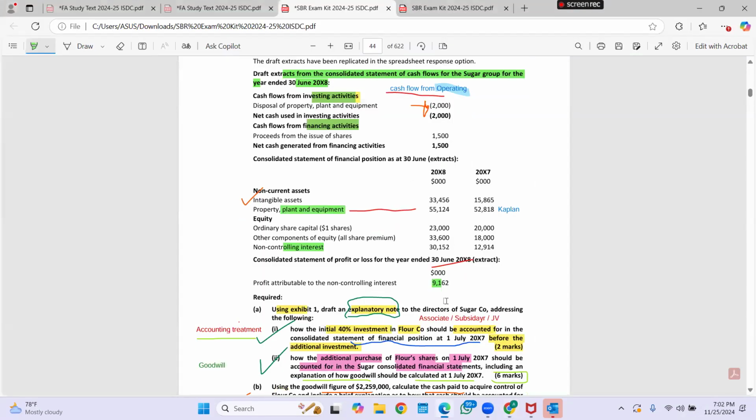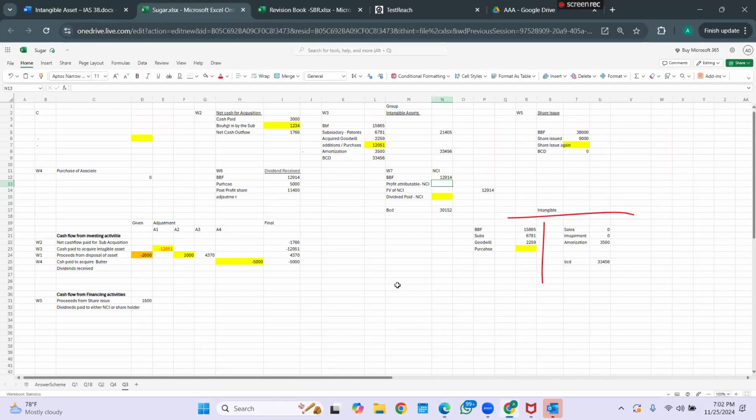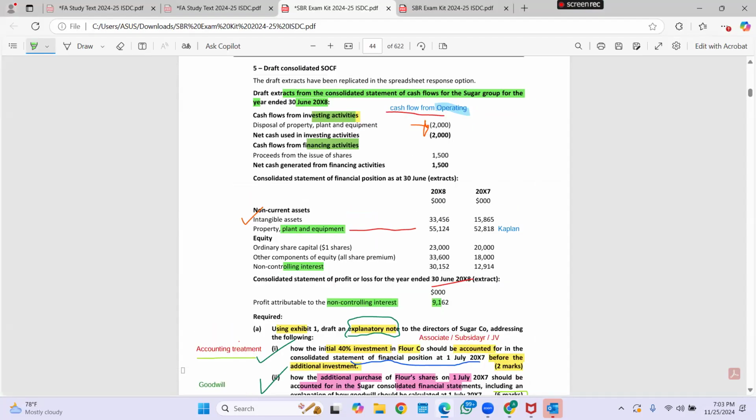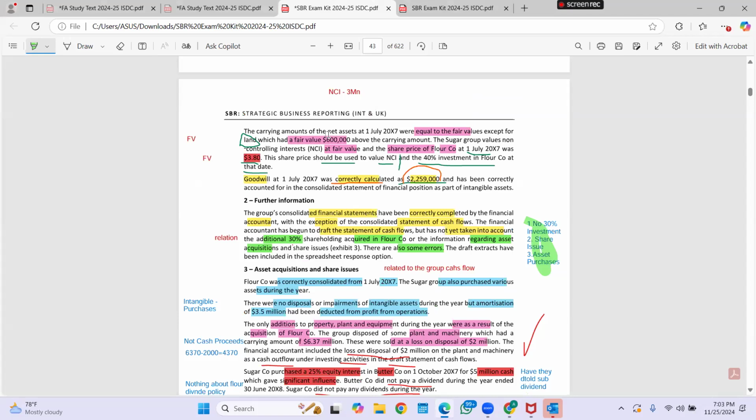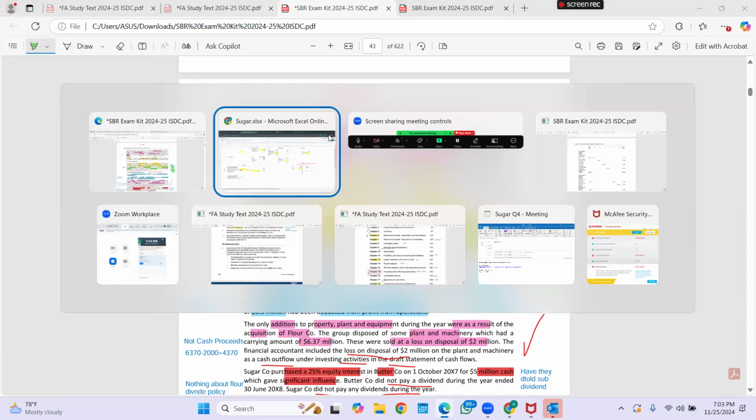They have already given us the profit attributable to non-controlling interest, so you don't need to go and recalculate it. How much is it? 9,162. And do you all remember, we bought in addition, we bought in FLACO. When we bought in FLACO, we had to calculate NCI, and we did. That also needs to be added.